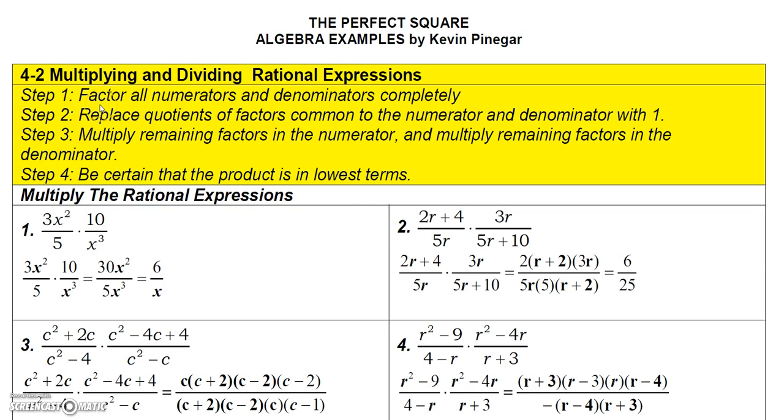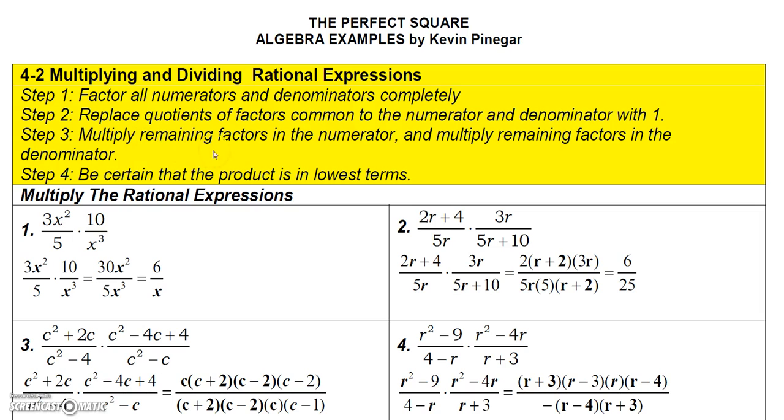Okay, so step one, we want to factor all numerators and denominators completely. Usually that's generally done if there's more than one term in the numerator or denominator. Step two, we want to replace the quotients of factors common to the numerator and denominator with 1. So in other words, you're basically going to cancel any common factors in the numerator and denominator by realizing that they're just going to equal 1.